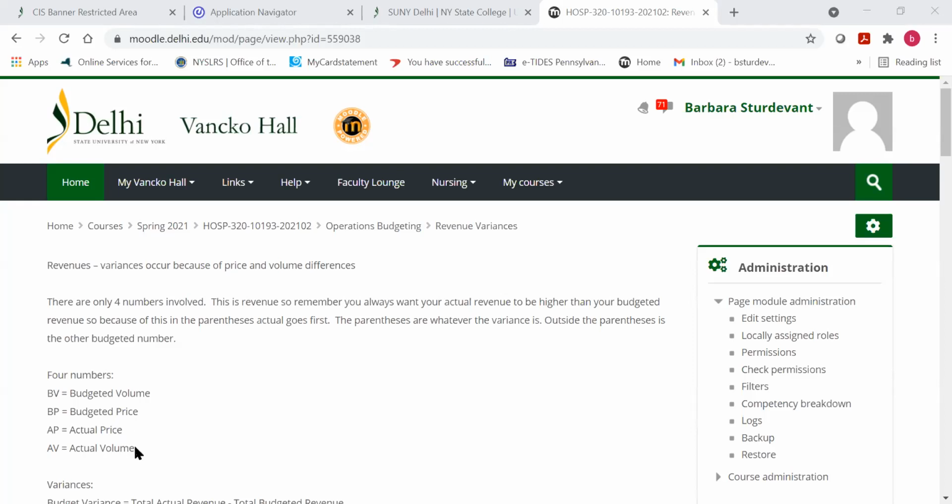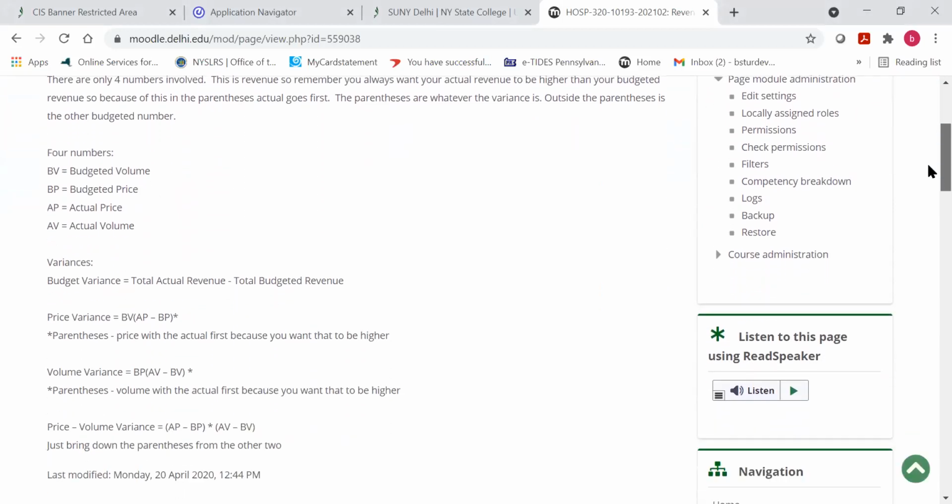And your actual volume would be your actual number of covers or your actual number of rooms sold. So when you're talking revenue variances, these are the only numbers you have. Be logical. We want actual to be higher because it's revenue. So when you go to your equations, the easy way to remember those is with your revenue, you want your actual to be higher, and whatever the variance is that they're telling you to do, those are the numbers that are in the parentheses, and the budget other is outside.